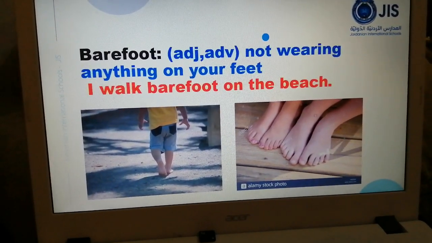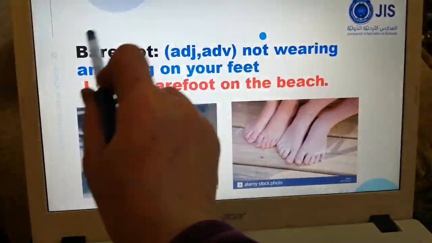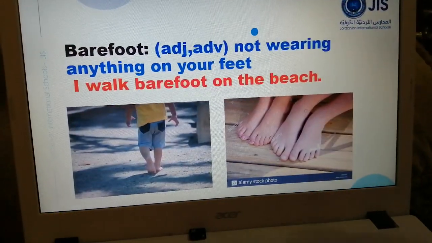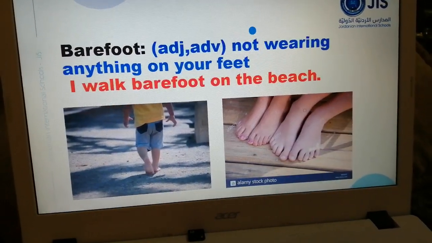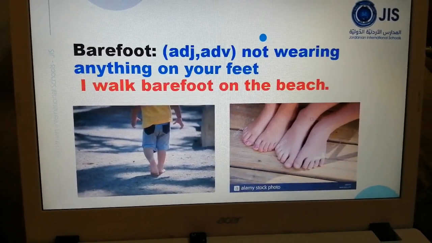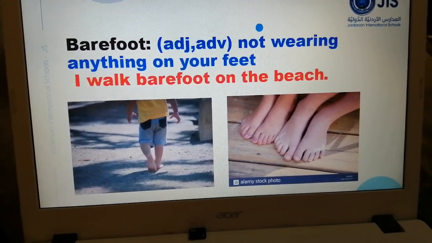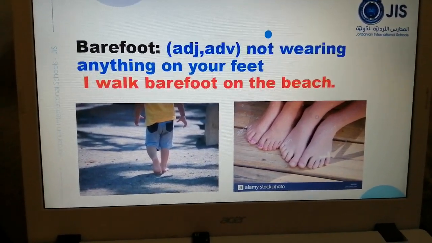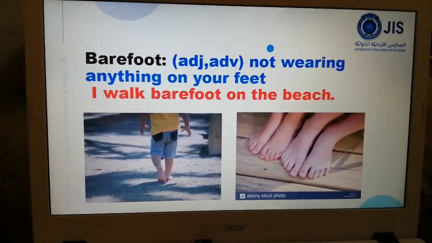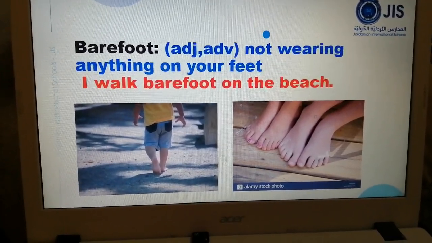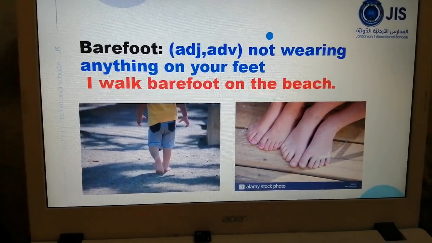Barefoot. Bare and foot together make a new compound word, and it has a new meaning, which is not wearing anything on your feet. It could be an adjective, it could be an adverb according to how we use it in the sentence or in the context. If we use it to describe a noun, it's an adjective. If we use it to describe an action verb, it's an adverb.